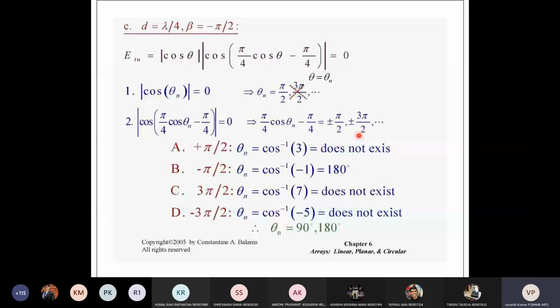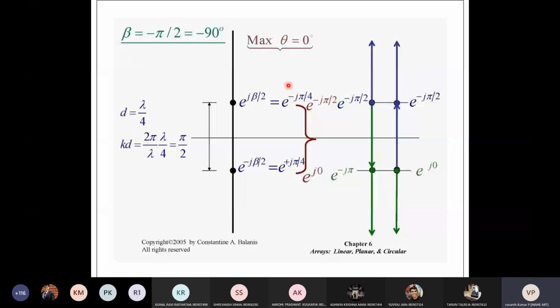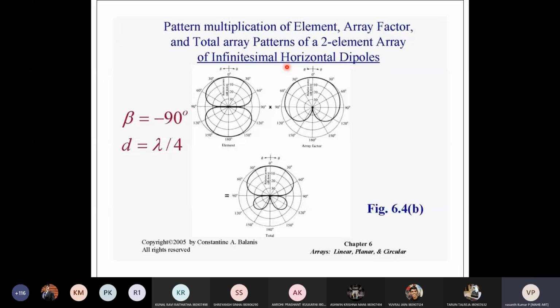Now beta is equal to minus pi by 2. The element factor null is as usual at 90 degrees. The array factor null will be at 180 degrees. See here, cos inverse of minus 1. Cos inverse of minus 3, or minus 7, or minus 5 is not possible. So you have one null at 180 degrees. So it is an inverted version of the previous one. And the maximum is at 0 degrees for both. So the resultant pattern will be like this, inverted from the previous.